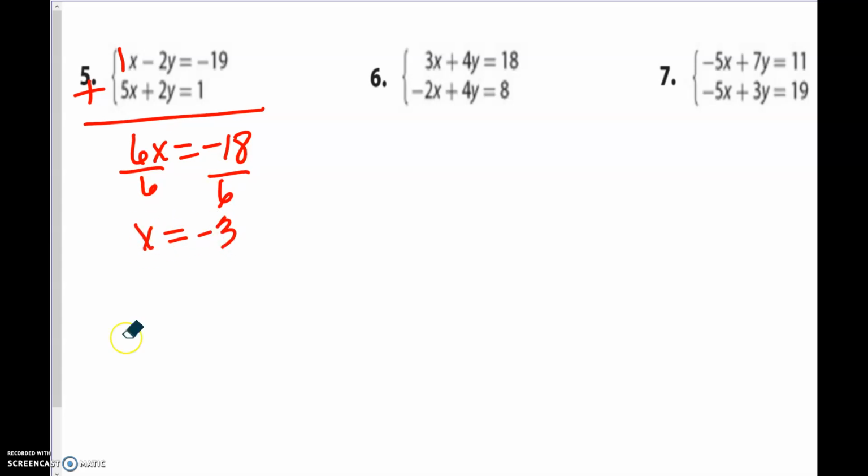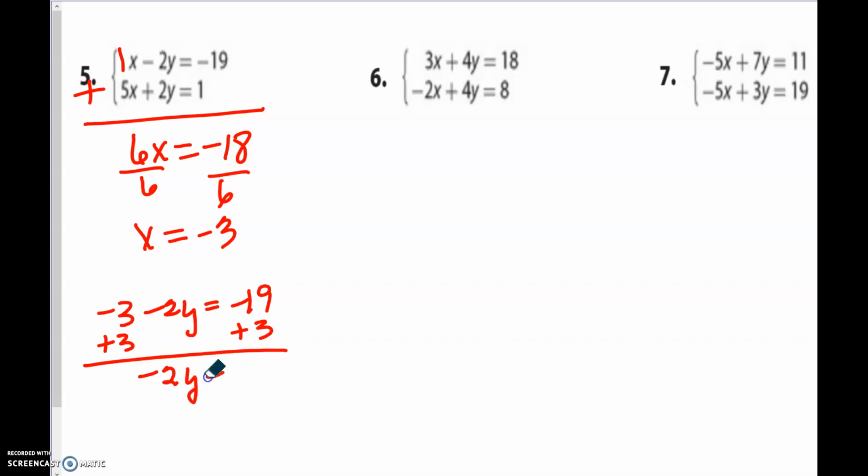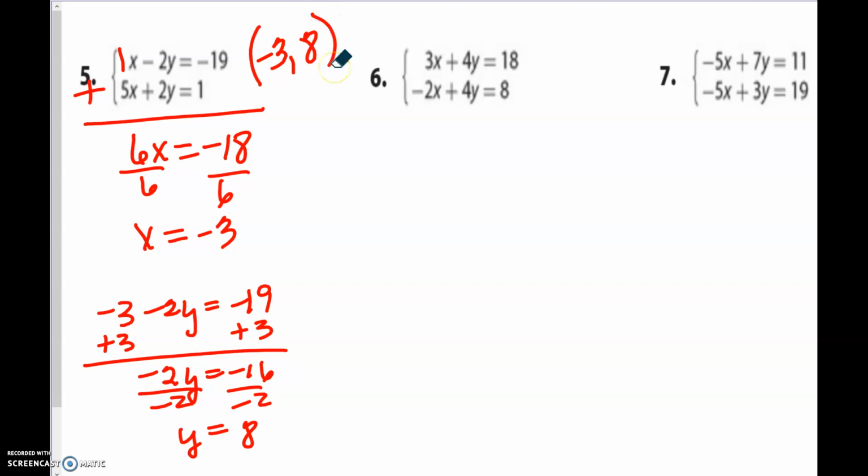I'm going to plug it back into that top one. So negative 3 minus 2y equals negative 19. Add 3. Add 3. So minus 2y is negative 16. Divide by negative 2. So y is 8. So my final solution for number 5 is going to be the ordered pair, negative 3, comma 8.